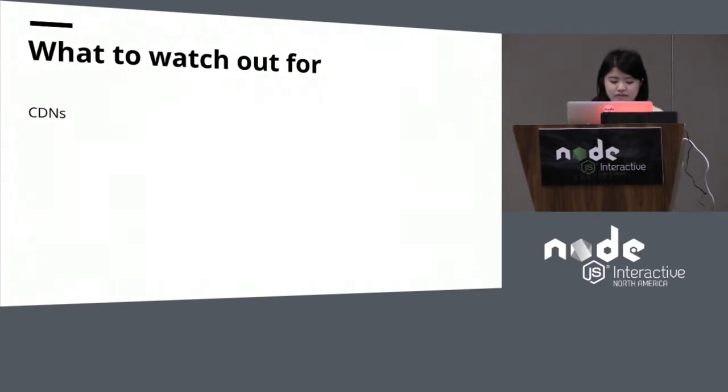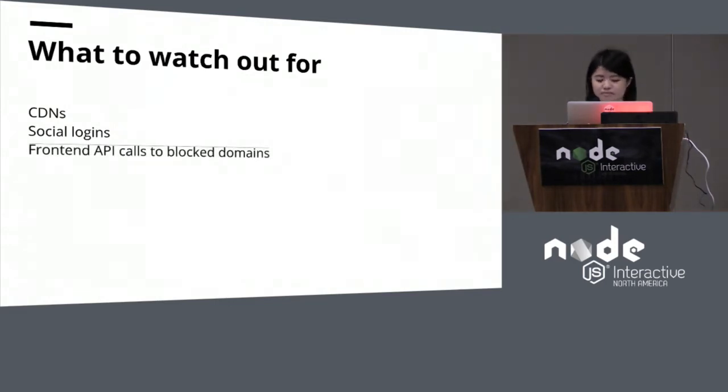So what you want to watch out for is, first, CDNs. Don't use CDNs from these websites. And the second thing is social logins. A lot of sites have Facebook login, and if that is on your page, it will slow down your page load in China for about a minute. Then the browser will say, oh, it has timed out, and load the other resources. Front-end API calls to these blocked domains are also something to watch out for, as are large file uploads and downloads.